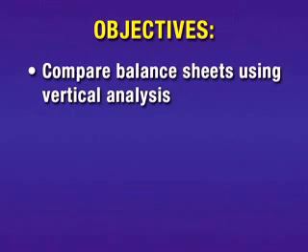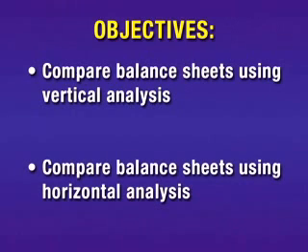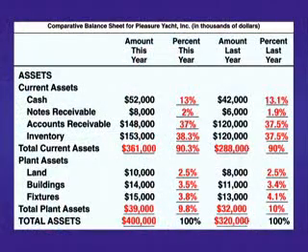We will specifically discuss the following objectives. We will compare balance sheets using vertical analysis, and we will compare balance sheets using horizontal analysis. Now let's compare balance sheets using vertical analysis. Let's look at this comparative balance sheet for Pleasure Yacht Incorporated, in which we look at assets, liabilities, and total liabilities and owner's equity for this year and for last year, and the percents for this year and last year.